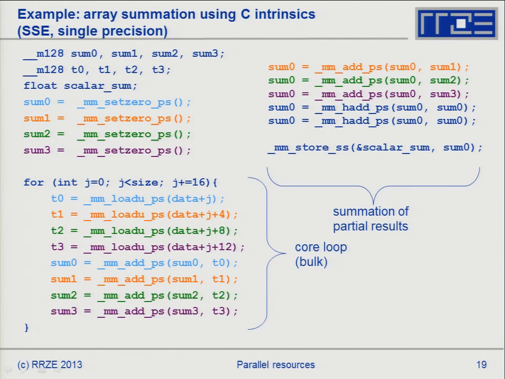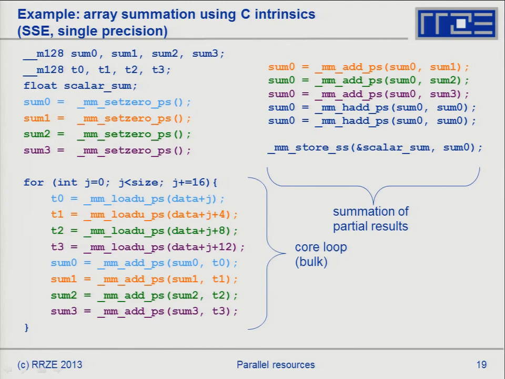So here's an example for intrinsic code. Again, this is our array summation using C intrinsics, single precision. You see here we have variables sum0, 1, 2, 3, and they're not of type float. They're of type __m128.